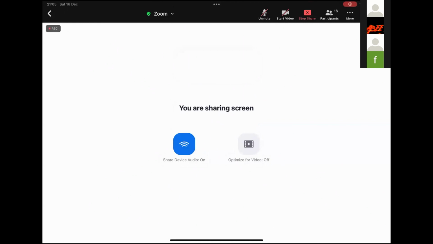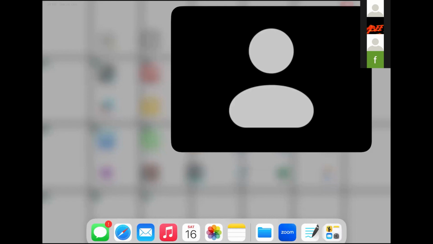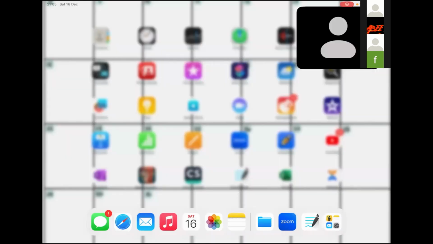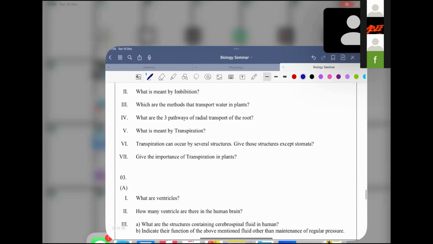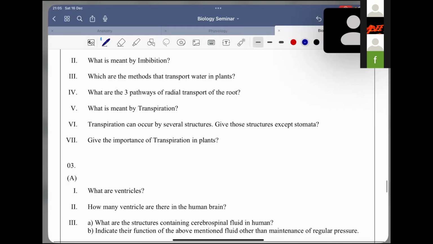Okay, so I'm also continuing with the MCQ. I have selected a few MCQs from Unit 2, so we'll go through them. I think there are some mistakes, so we'll just try to correct them here. We'll start from the first question.